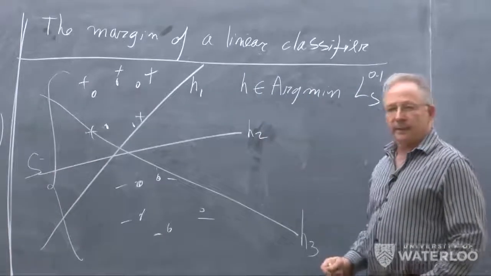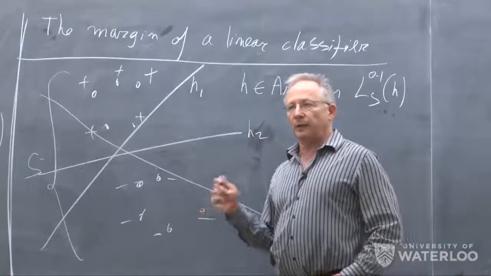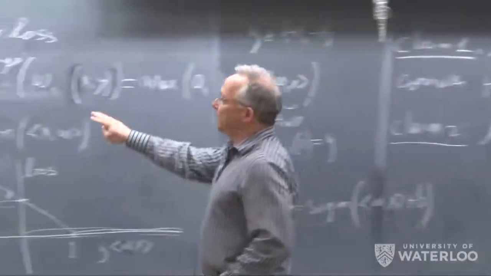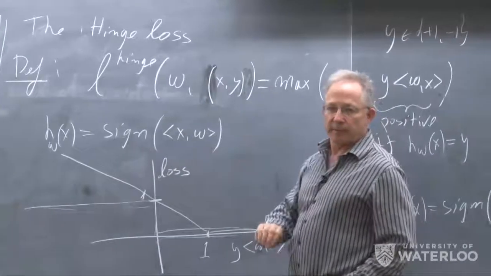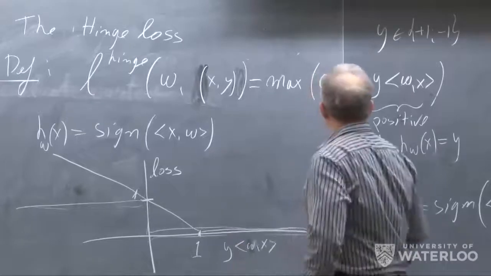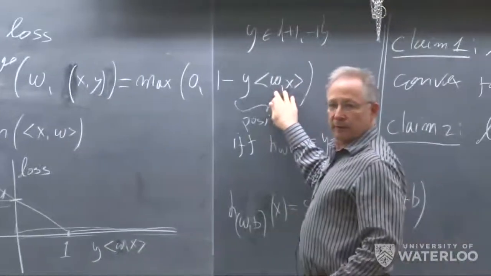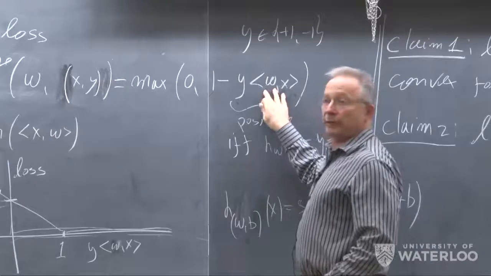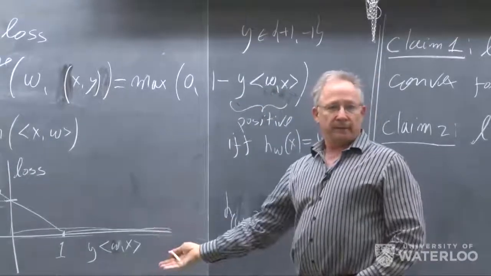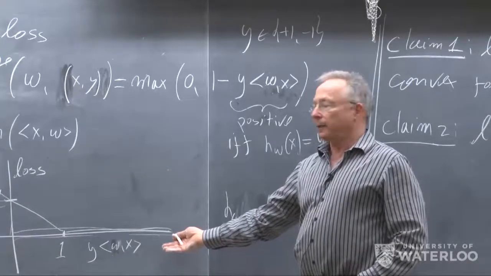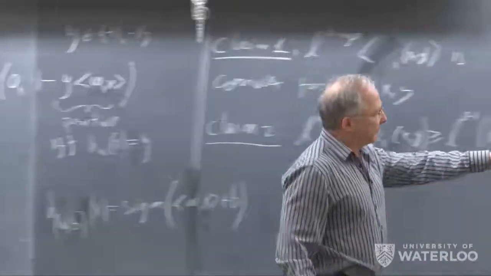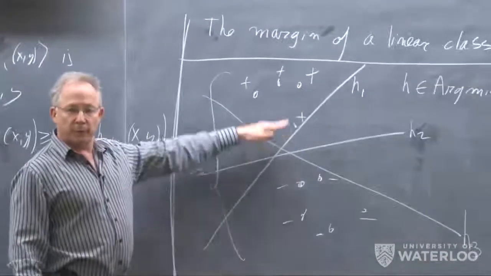Now what I claim is that this consideration of large margin is consistent with trying to minimize the hinge loss. And why is that? Because there is a close connection between this product and the margin. So let me show you the connection between this product and the margin. Then we will see why picking a classifier with a small hinge loss corresponds to picking a classifier that has a high margin away from the points of the sample.